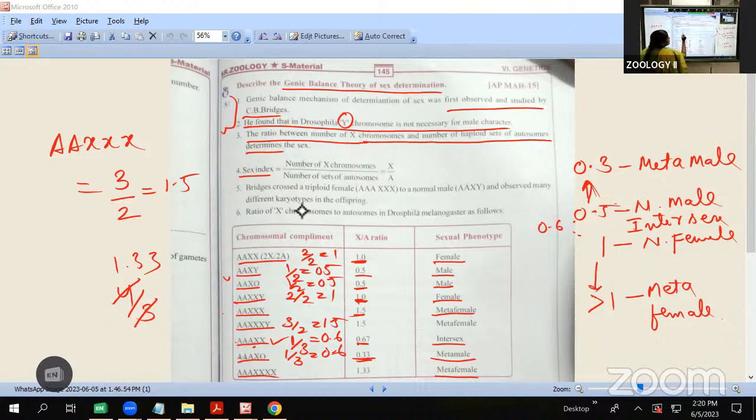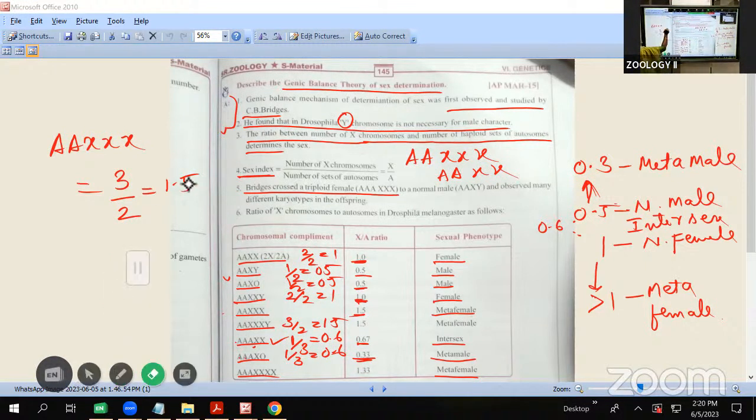Bridges crossed a triploid female, meaning one having 3 X chromosomes, to a normal male. From these progeny, how do we identify them? Normally AA XY we can say is male, and AA XX is female. But here different types of karyotypes are there. That's why he took one formula called the sex index, which is equal to the number of X chromosomes divided by the number of sets of autosomes. You calculate it like this.